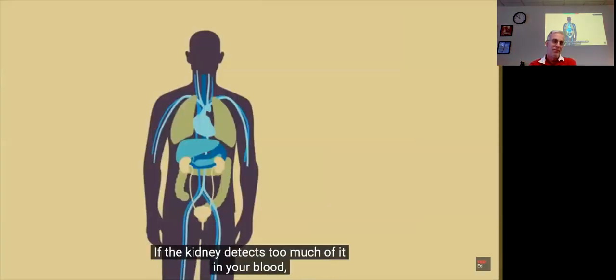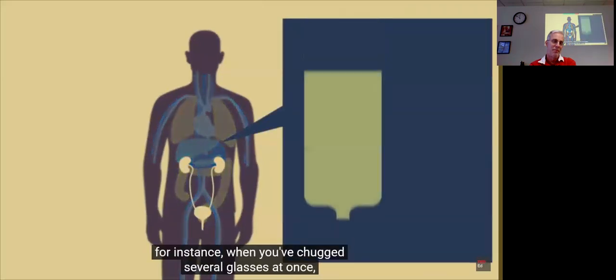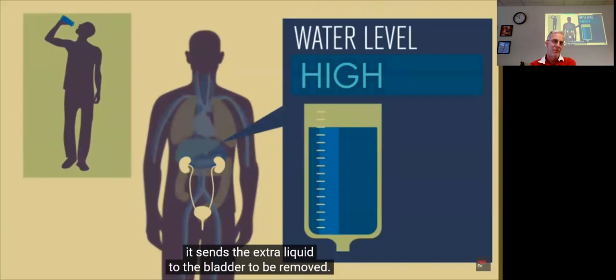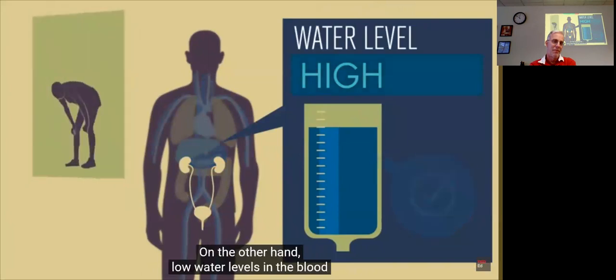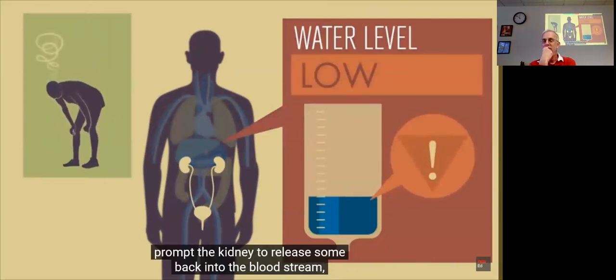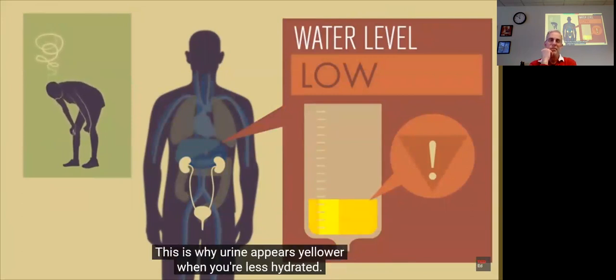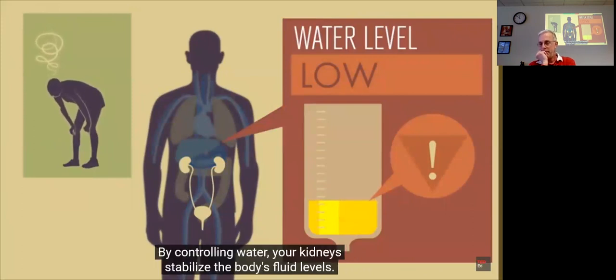There's water in that urine too. If the kidney detects too much of it in your blood, for instance, when you've chugged several glasses at once, it sends the extra liquid to the bladder to be removed. On the other hand, low water levels in the blood prompt the kidney to release some back into the bloodstream, meaning that less water makes it into the urine. This is why urine appears yellower when you're less hydrated. By controlling water, your kidneys stabilize the body's fluid levels.